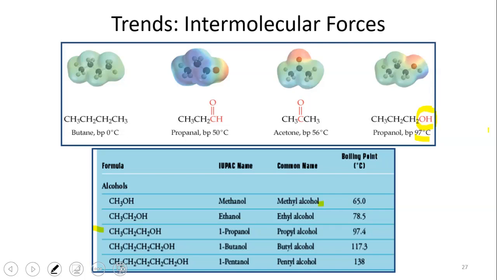Ethyl alcohol is also called ethanol. Of course, that's the one in alcoholic beverages. Propyl alcohol, you don't see that much, but you see its cousin called isopropyl alcohol. That's the rubbing alcohol we buy at the drugstore.